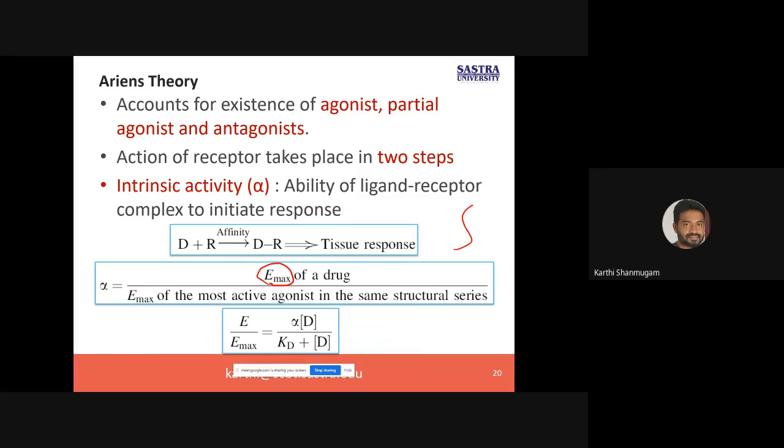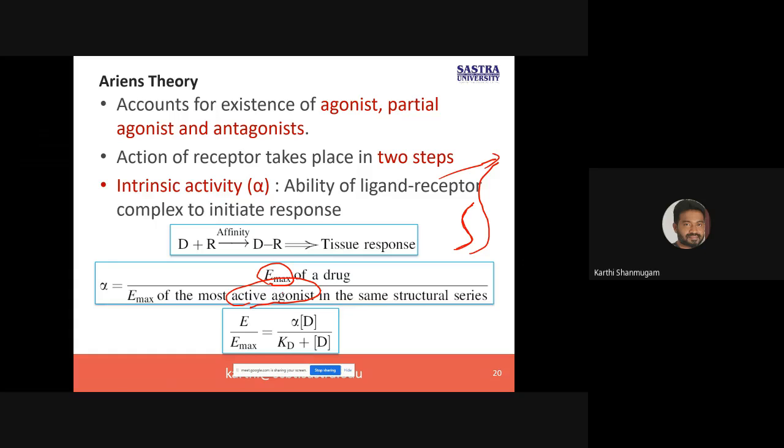Next is Emax of the most active agonist molecule in the same structural series, right? Which means that we are not very sure whether our molecule is an agonist molecule or a partial agonist. So we need some kind of standard molecule. We have to identify the most active agonist molecule in the same structural series that we are working on, and calculate the Emax for that molecule. Say for that molecule, this is the Emax, for the most active agonist molecule that is structurally similar to the molecule for which we do the calculation. Maybe slightly confusing, but no need to worry about that, I'll be explaining everything in the coming slides.